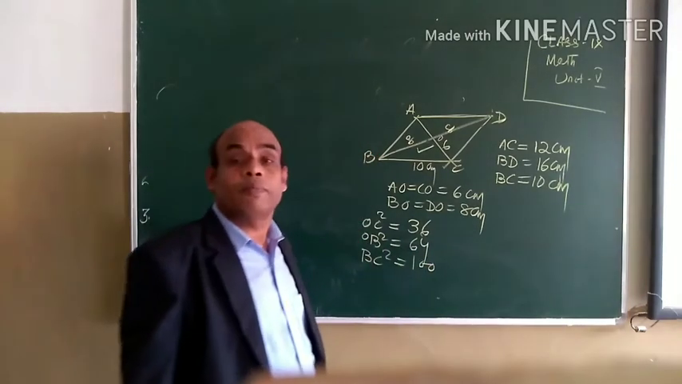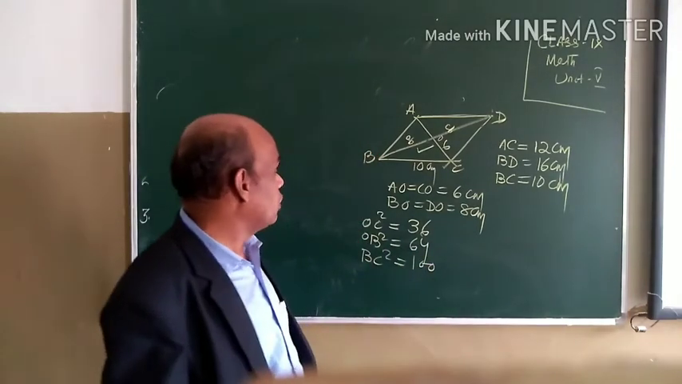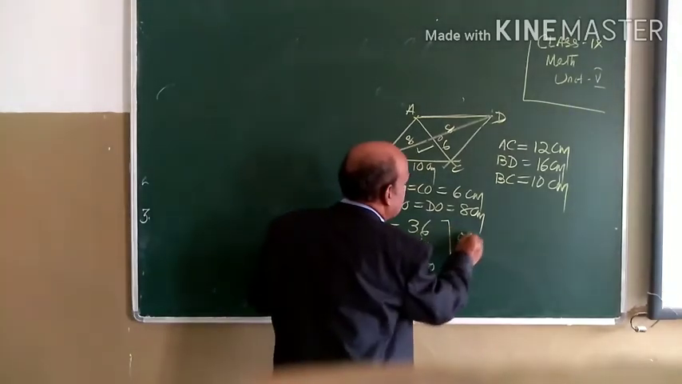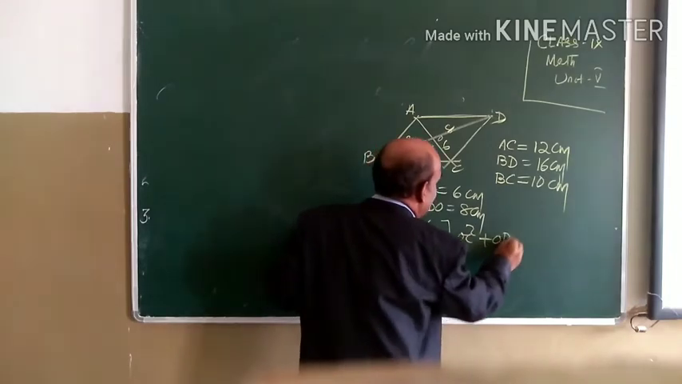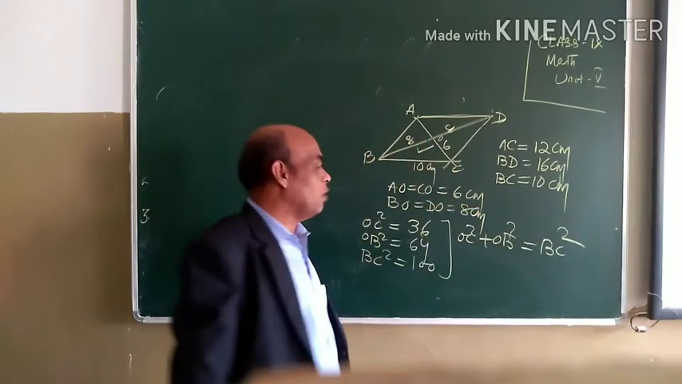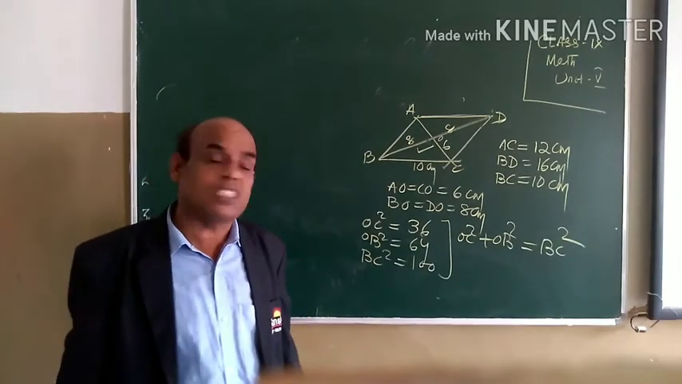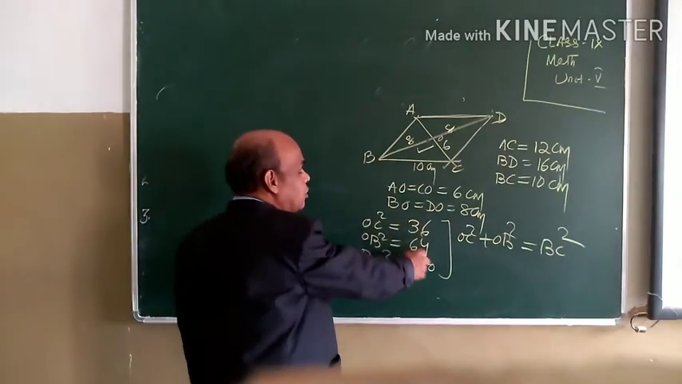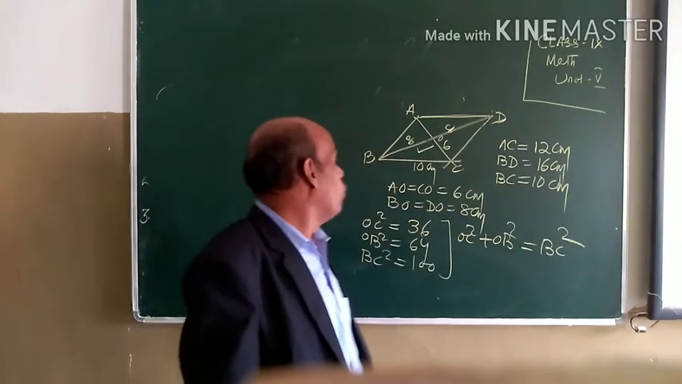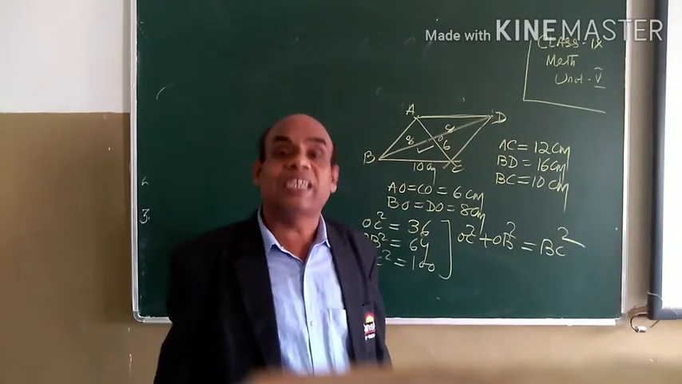So now we observe OC square plus OB square, that is coming BC square. 36 plus 64, that is coming 100. So we can say OBC is a right angle triangle.